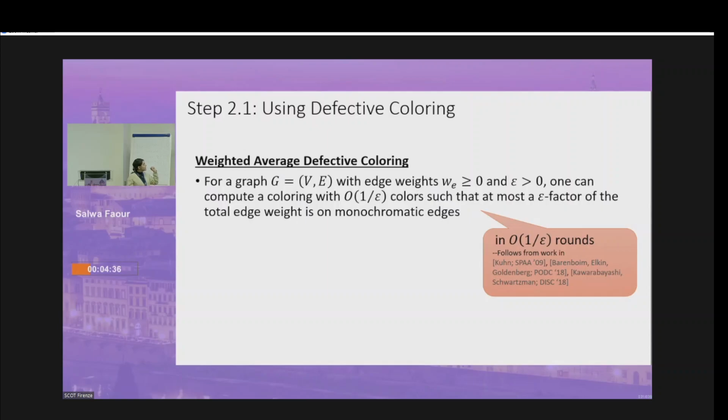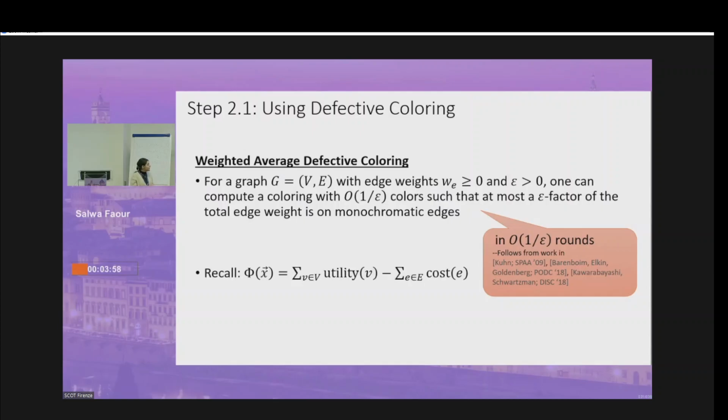This is not a formal definition, but there's an algorithm that gives me such a defective coloring with O of 1 over epsilon colors. So think of epsilon as 1 over log. Now I have log delta colors, such that at most an epsilon factor, so a 1 over logarithmic factor, of the total edge weight is on monochromatic edges. This algorithm runs in order 1 over epsilon rounds, with some additional log star factor, so about log delta rounds if epsilon is 1 over log delta.